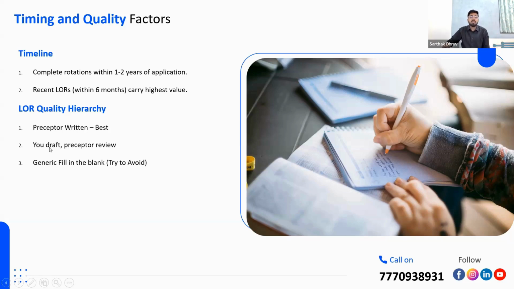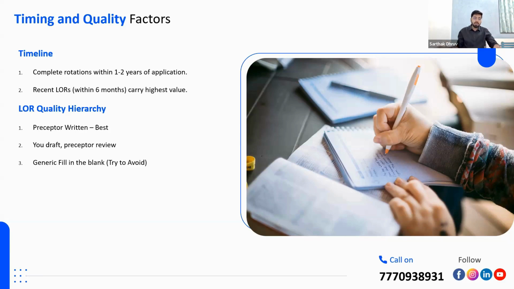And the last is the generic, which I call fill-in-the-blank LORs. You guys should try to avoid it, but it's better than nothing. If you are not getting anything else, try to get this. Fill-in-the-blank is when a doctor has a format, and the doctor only fills in your name or a patient you encountered or did a presentation with. They just fill things up.